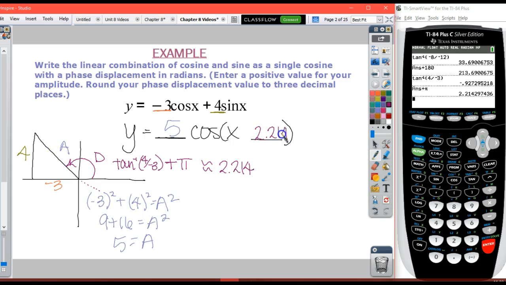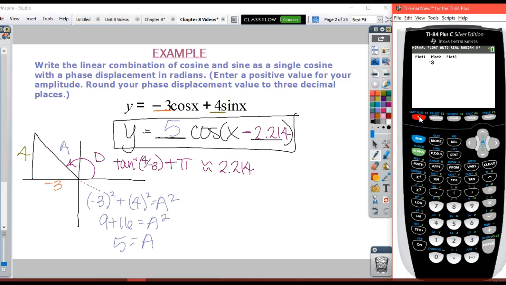Remember that when we're transforming trig functions, on the inside it's the opposite of what you think. So this will be x minus 2.214. So this is my equation, and it should be equivalent to this linear combination here.